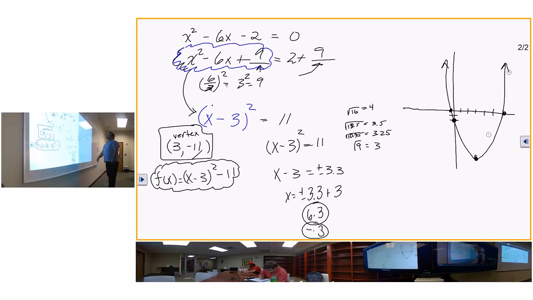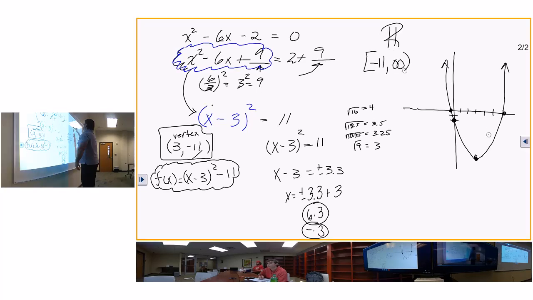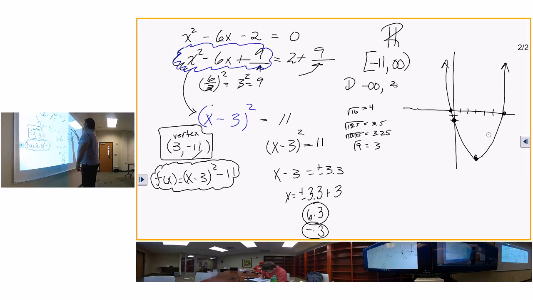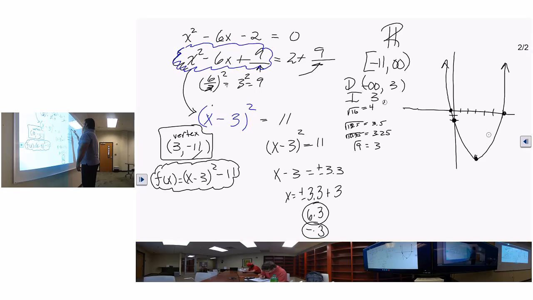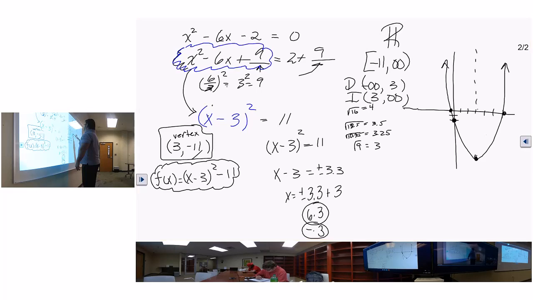What is our domain? All real numbers. Our range is from -11 to infinity. Our decreasing is from -infinity to 3. Our increasing is from 3 to infinity. And what is our line of symmetry? X is equal to 3. Okay, it's not letting me write it. X is equal to 3.